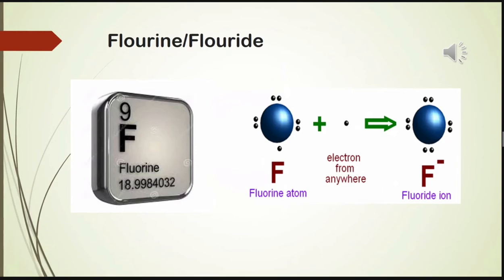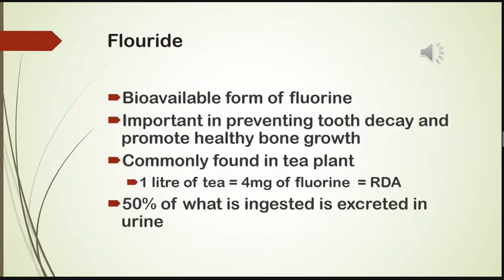The next mineral for discussion is fluorine. Fluorine has an atomic number of 9 and an approximate atomic weight of 18.9984. Fluorine is the element. Fluoride is what is physiologically important for us. Fluoride is the bioavailable form of fluorine. It is important in preventing tooth decay and in promoting healthy bone growth.